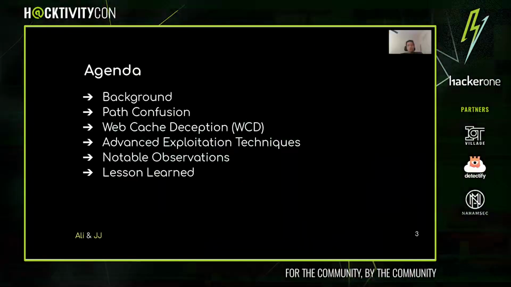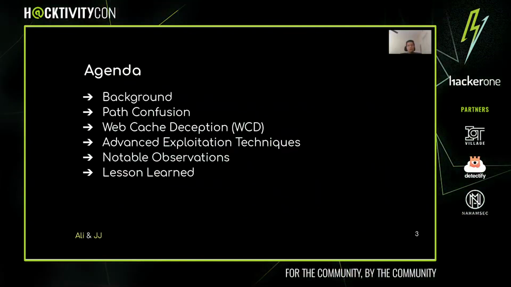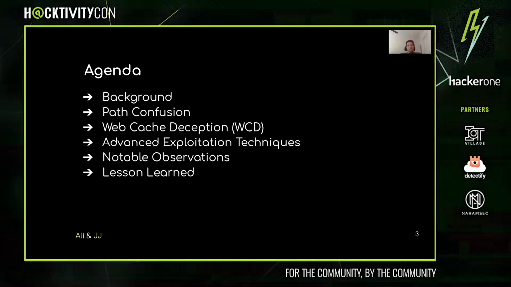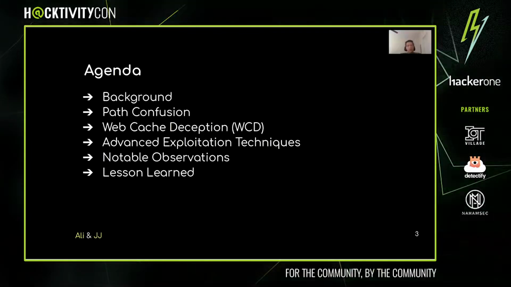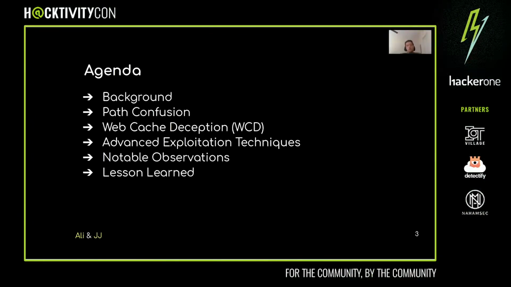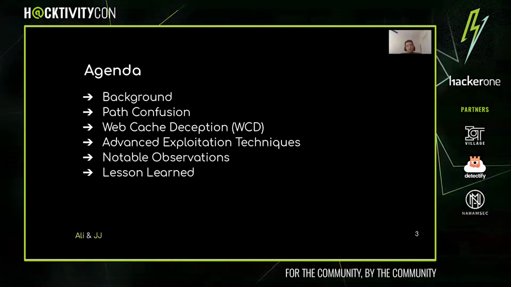In this research, we are going to share a little bit of background about web caches and URL structures. We also want to talk about path confusion as the root cause of the web cache deception attack, explain web cache deception, introduced in 2019 by Omar Gil, and share some new and advanced exploitation techniques, which are very effective and increase the chance of exploitability by about 45%. And we share our notable observations besides the exploitations, so bug hunters and the audience can invest more time to find more vulnerabilities based on these observations.